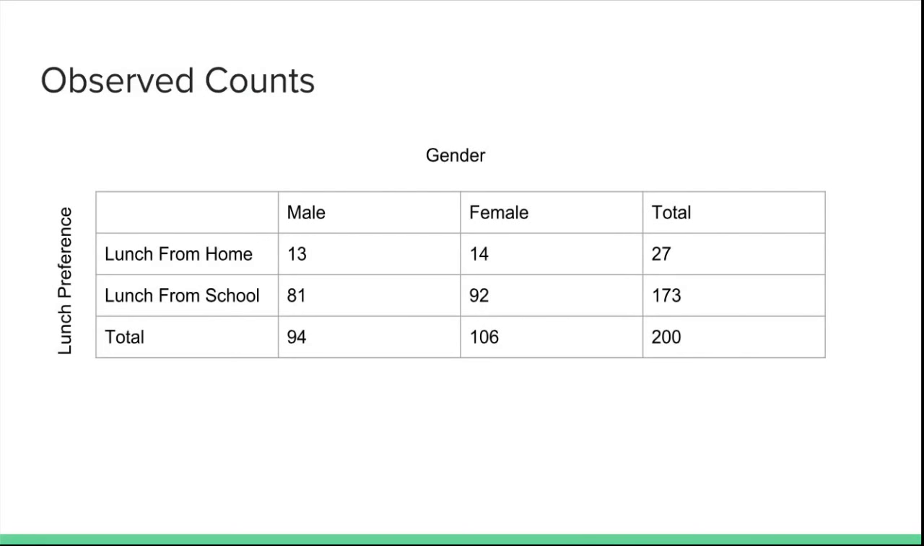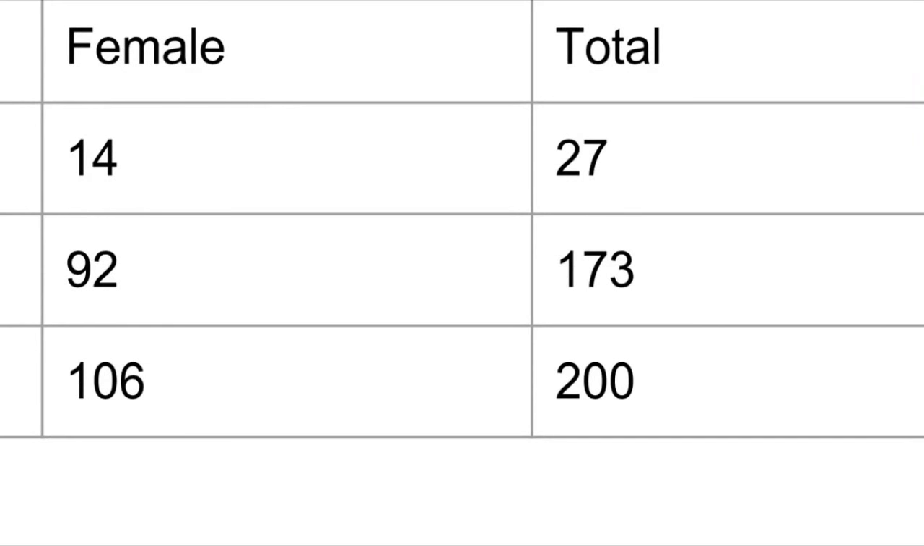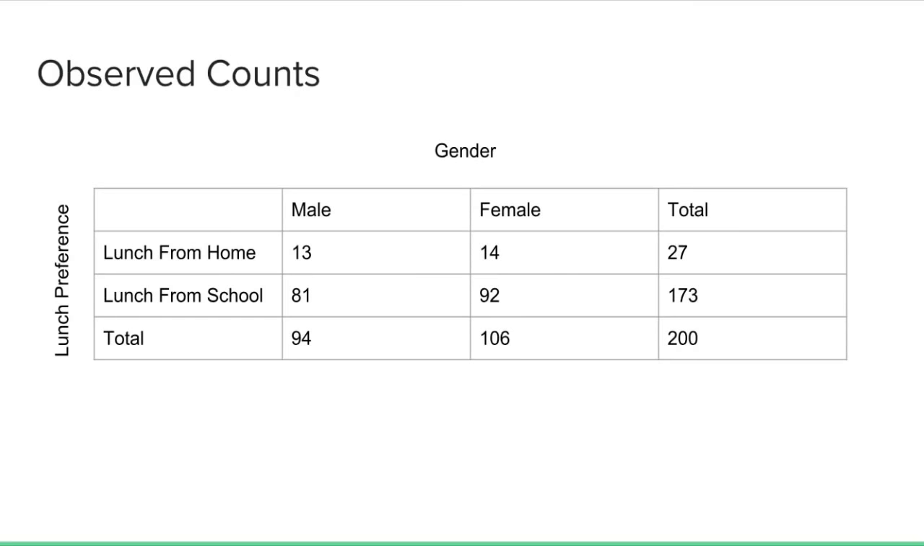The image, as shown on the screen, is our table with our findings, or our observed counts. 27 people of the 200 we observed brought lunches from home. The other 173 brought lunch from the school lunch line. Out of those 27 people, 14 were girls and 13 were boys. Out of the 173, 81 were boys and 92 were girls. But what does this say about our hypotheses?